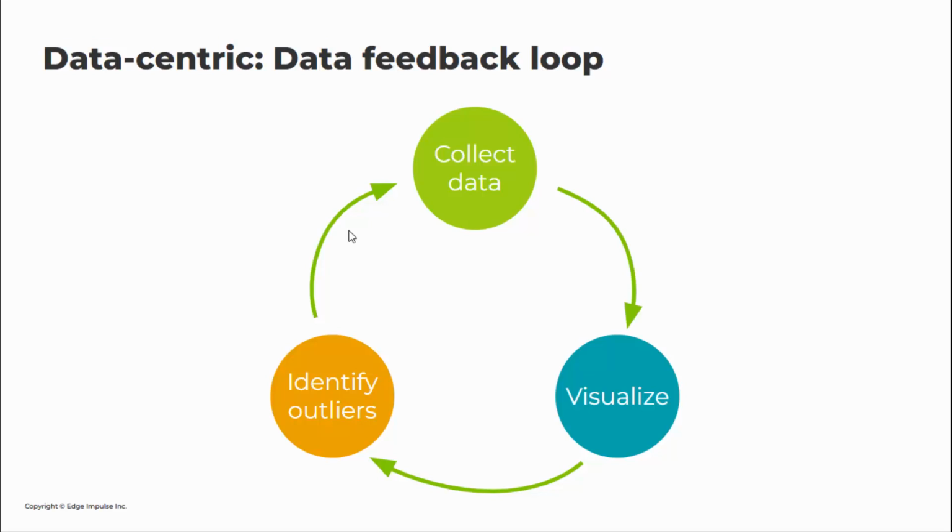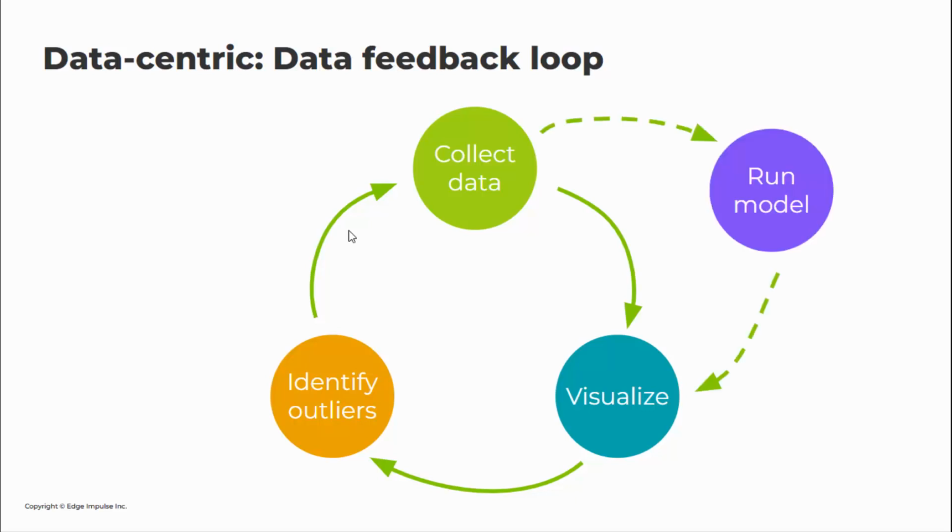So for data, really, we want to have this data feedback loop that's kind of separate from the other one, or it's a subcomponent of it, where we're collecting data, visualizing it, and identifying any outliers. And the really cool thing comes when we can loop in models to that loop and use those to help augment our ability to work with data.